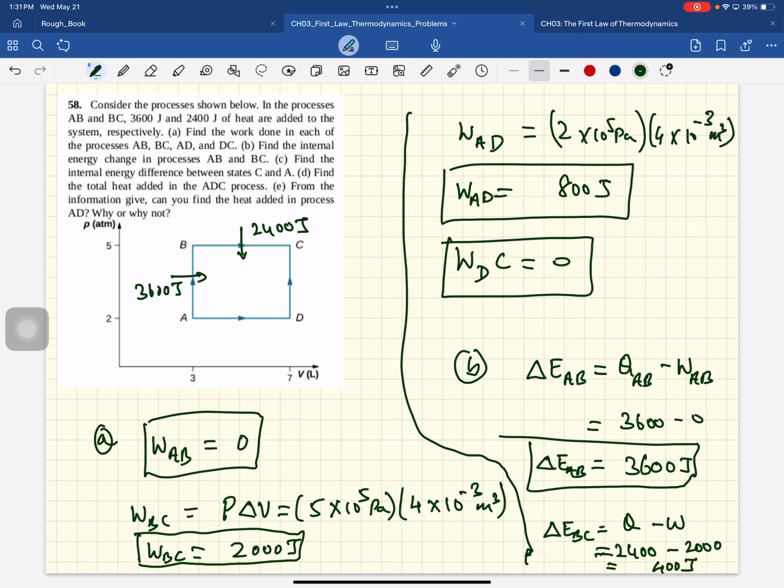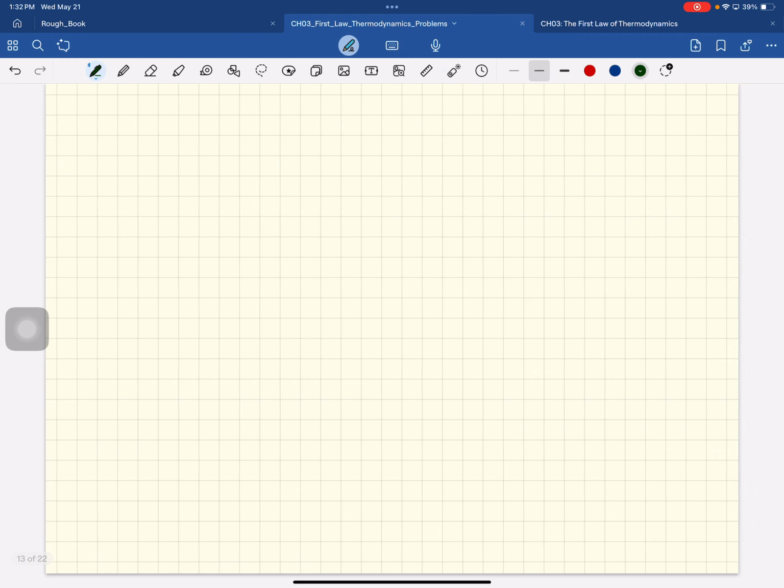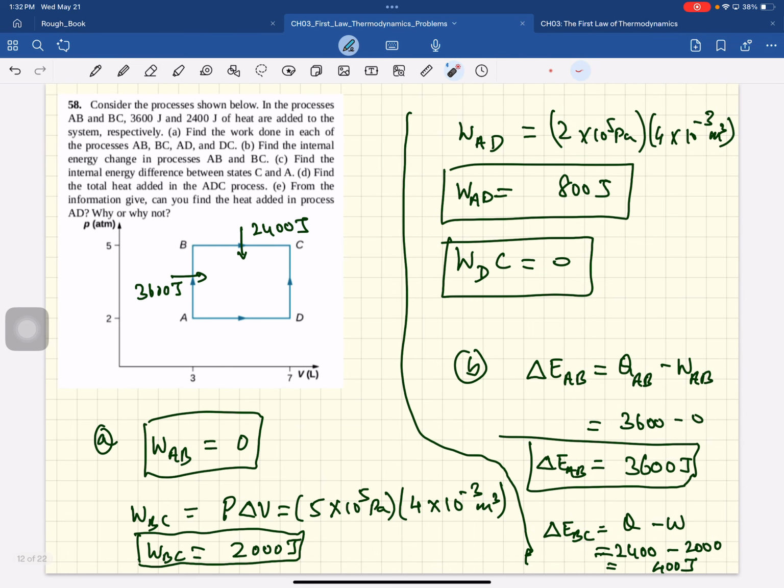Find the internal energy difference between states C and A. The change in internal energy in going from A to C is the change in going from A to B plus the change in going from B to C. A to B is 3600 joules.